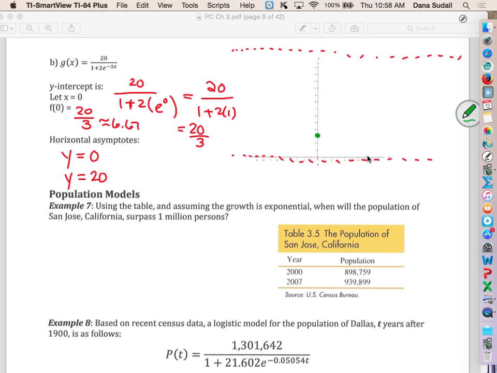y-intercept, so about there. And then if I sketch this curve, that transition point is going to happen when y is halfway between the asymptotes, so at 10. So right about there. So if I sketch this curve, oh my gosh. I'm going to try this one more time. I don't know why this board is not cooperating today, but let's try it again.